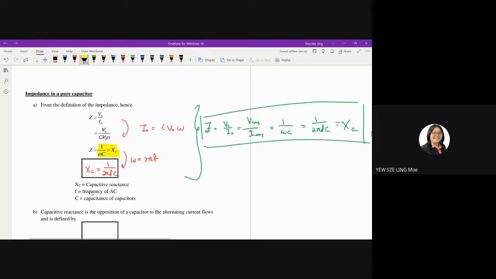So XC is known as capacitive reactance. What is the relationship between XC and C?